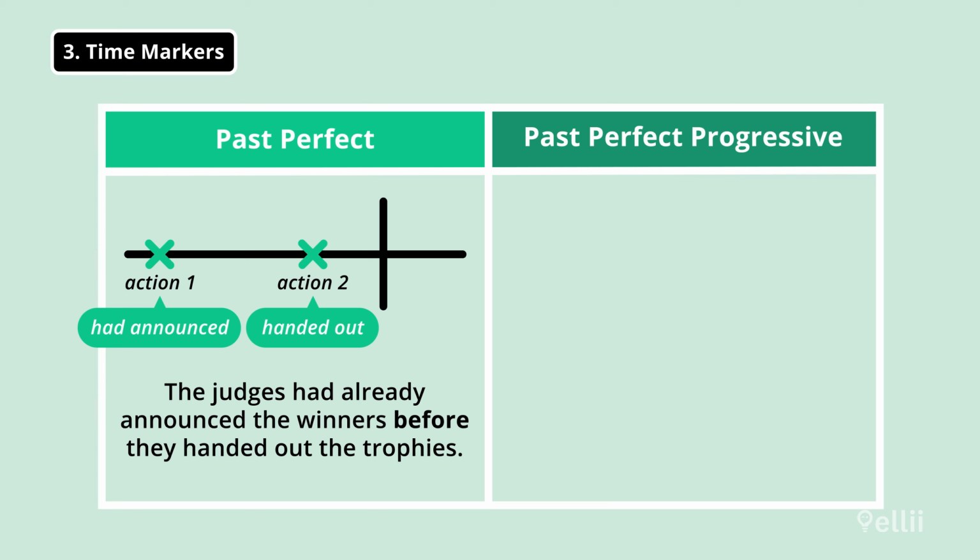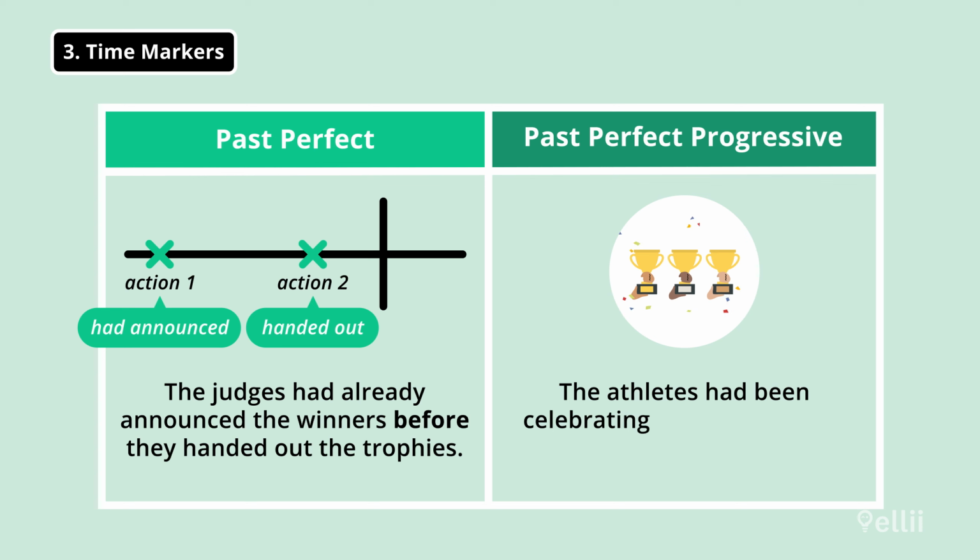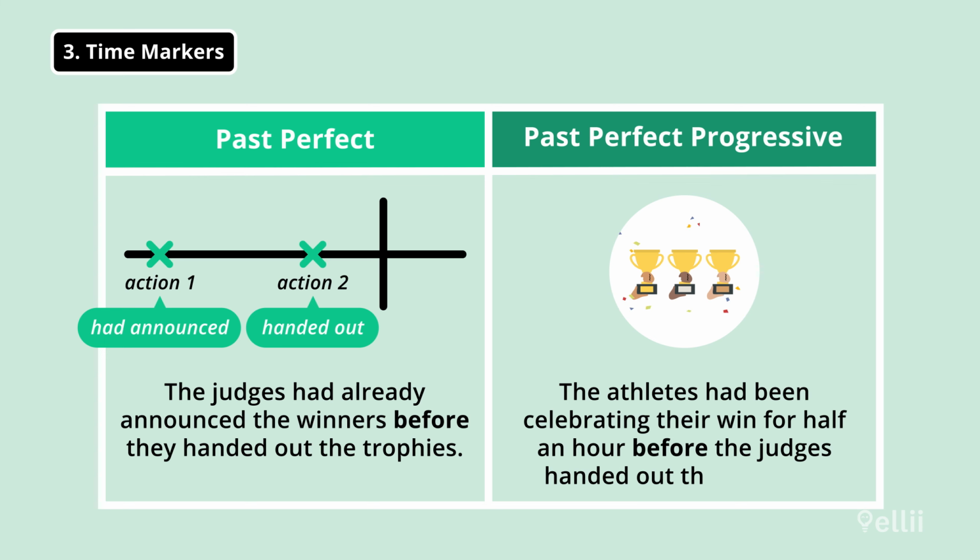The same thing is true for the past perfect progressive. For example, we can say, the athletes had been celebrating their win for half an hour by the time, when, or before the judges handed out the trophies.